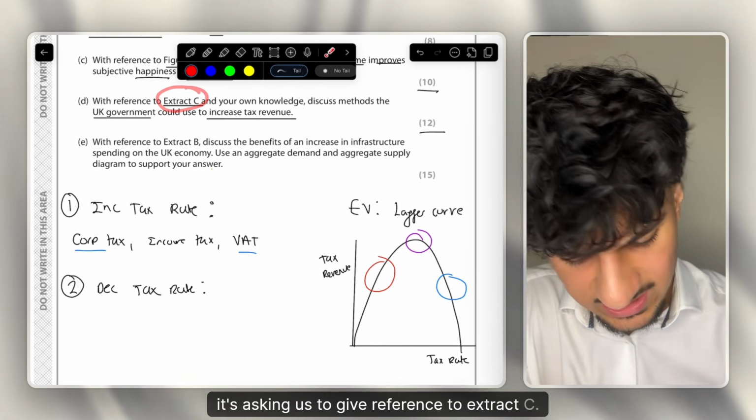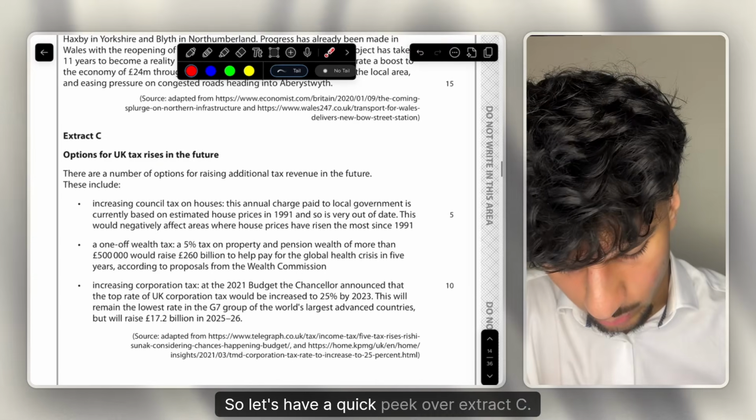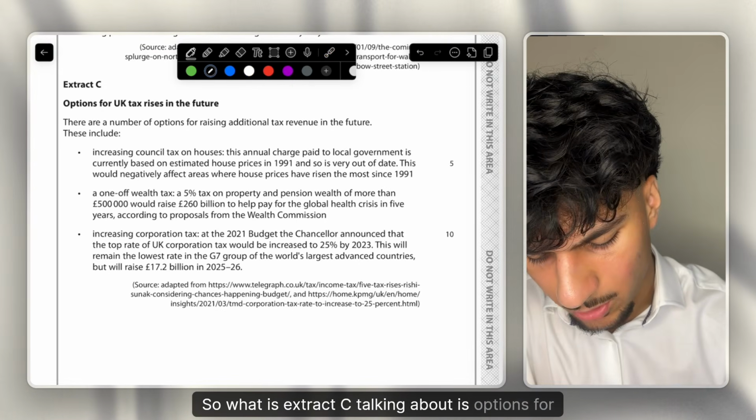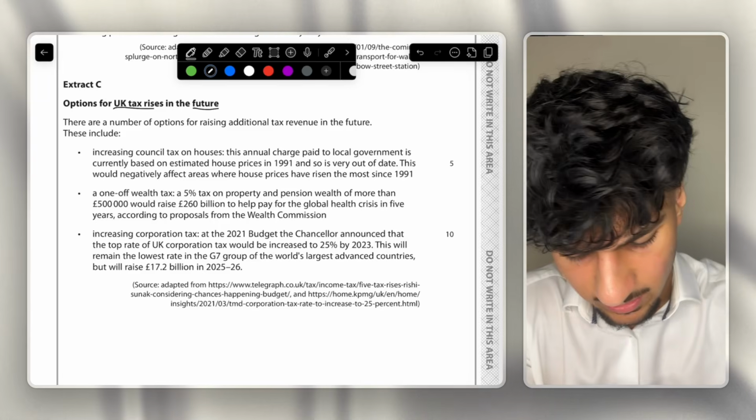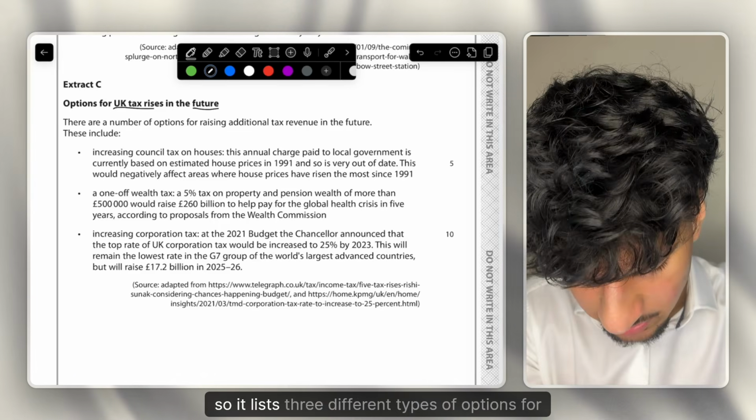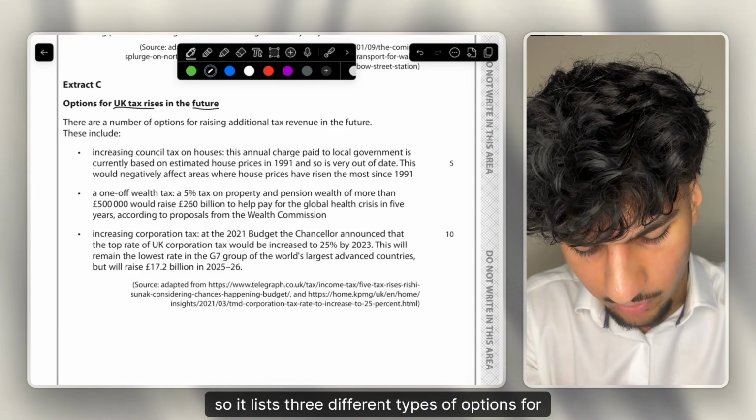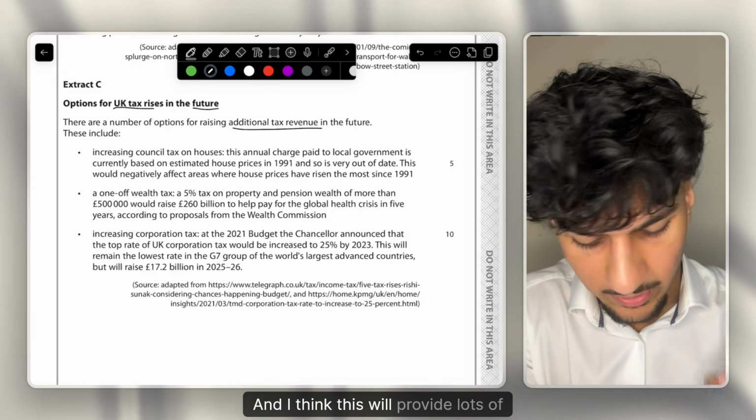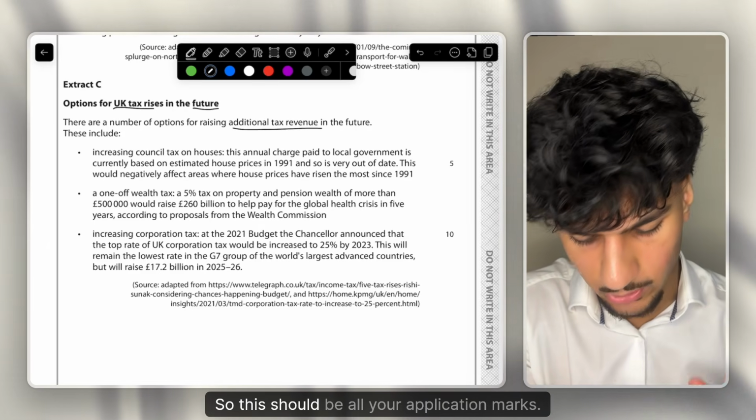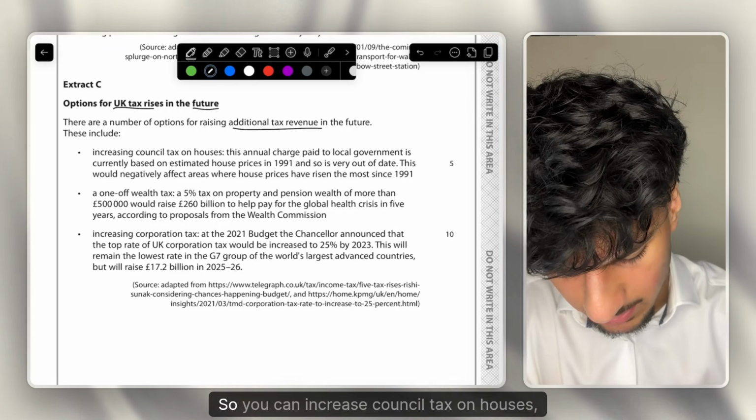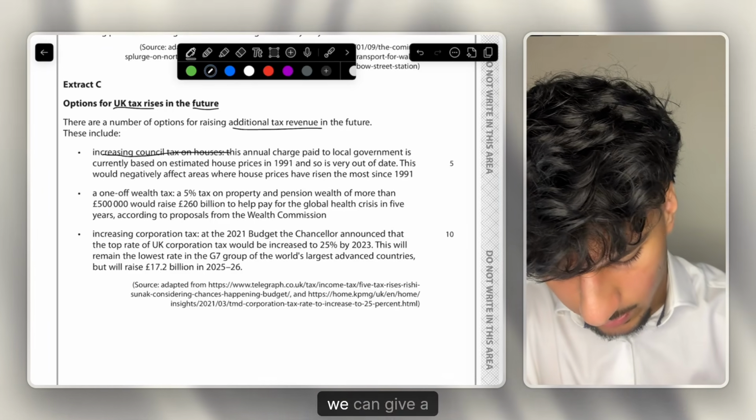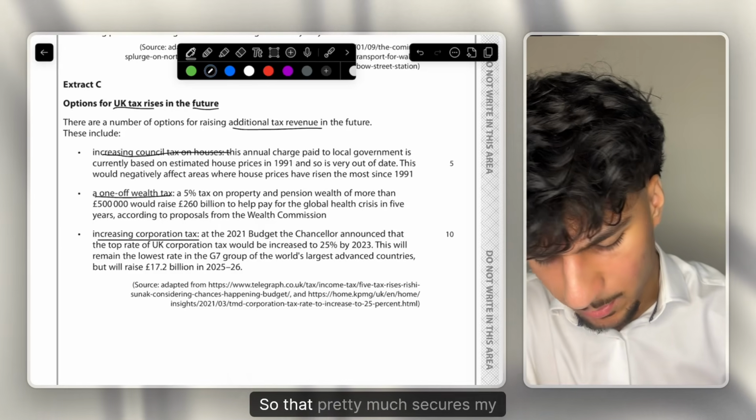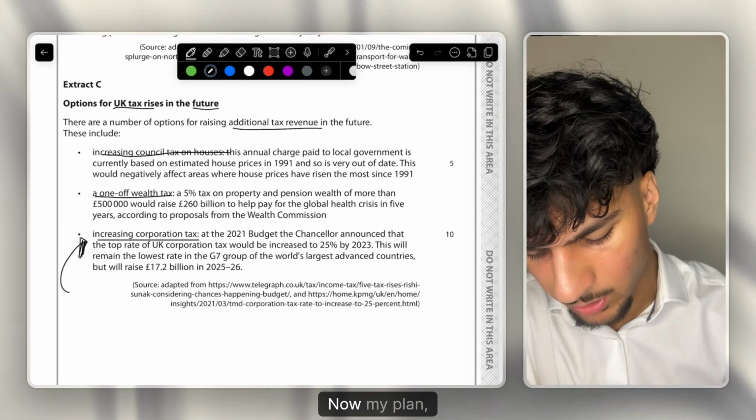But also, since this question needs the evaluation marks, it's asking us to give reference to extract C. So let's have a quick peek over extract C. What is extract C talking about? It's options for UK tax rises in the future. It lists 3 different options for raising additional tax revenue. So very related to the question, and I think this will provide lots of application. This should be all your application marks secure. We can increase council tax on houses, we can give a one-off wealth tax, we can increase corporation tax. So that pretty much secures my plan.